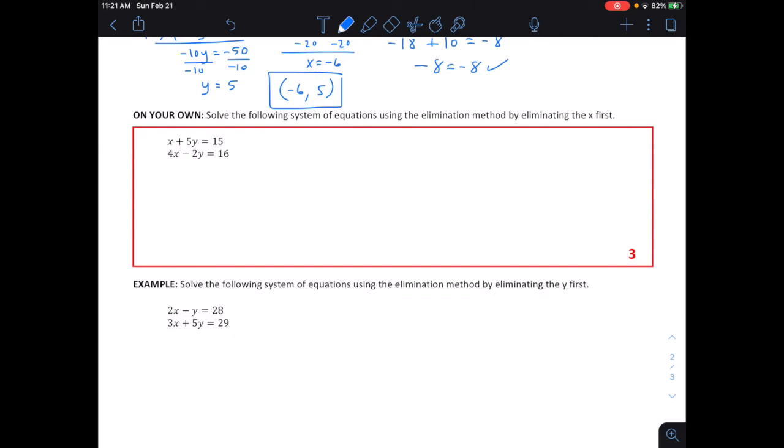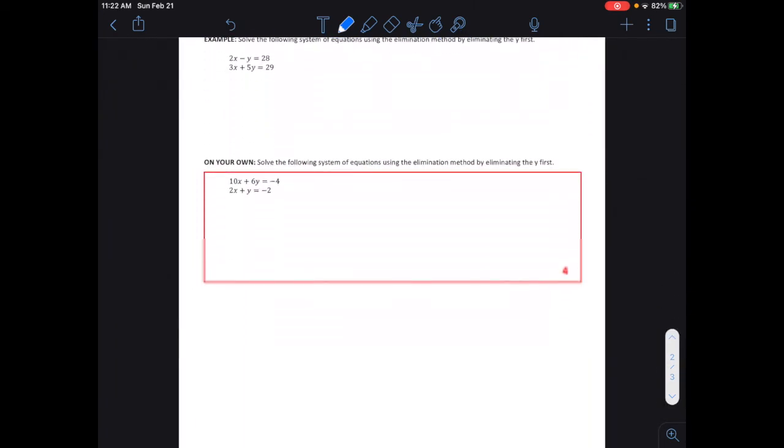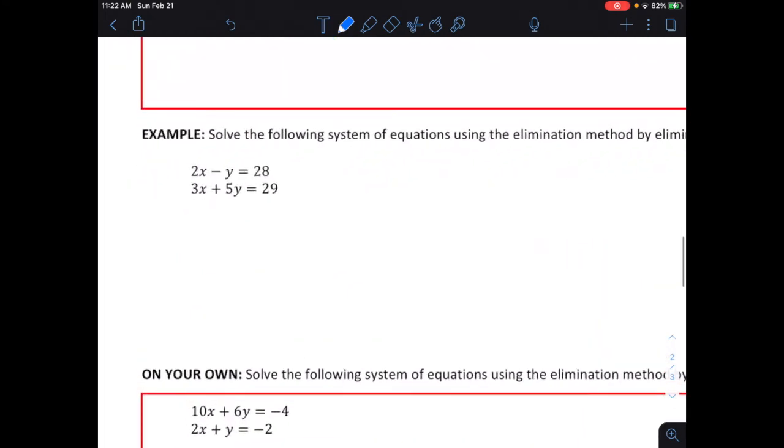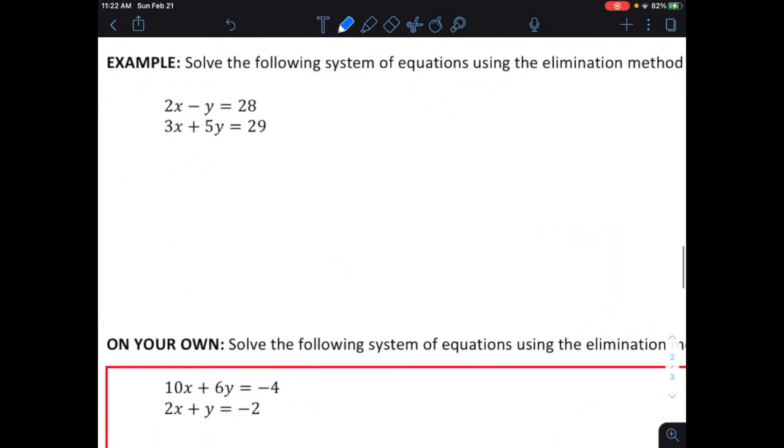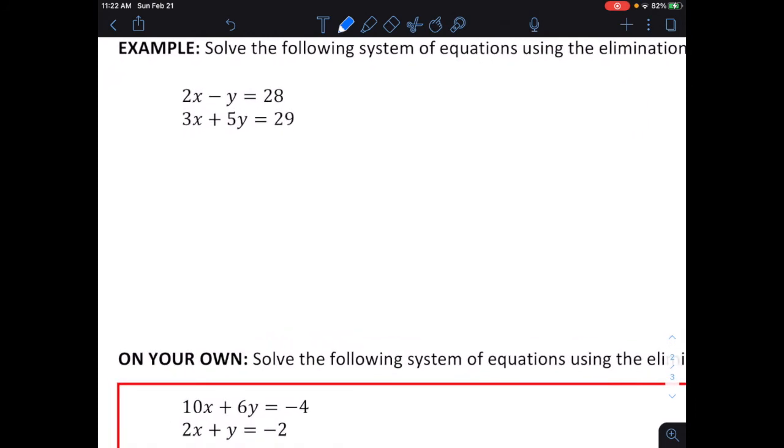All right, here we go. Another example. And we just have one more. In this case, we are going to eliminate the y first instead of the x. If I look at these two, if I think about opposites on the y's, I have a -y, I have a +5y. All I need to do is turn that first y into a -5y. It's already negative, so all I need to do is multiply by 5.